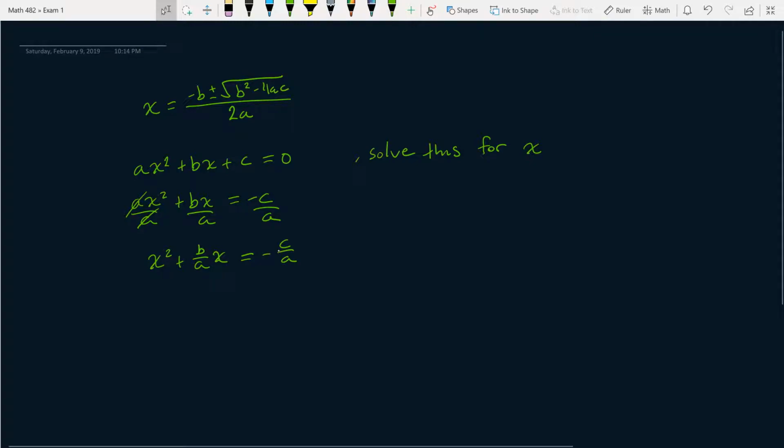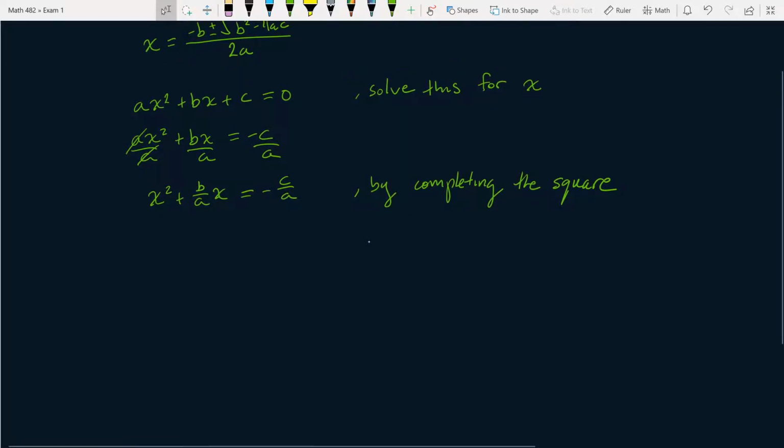Now we want to get just 1x out of this. And the way we can do that here is by completing the square. So what we can do here is we're gonna get this value in here, and we're gonna divide it by 2, and then we're gonna square it, and that's how you complete the square.